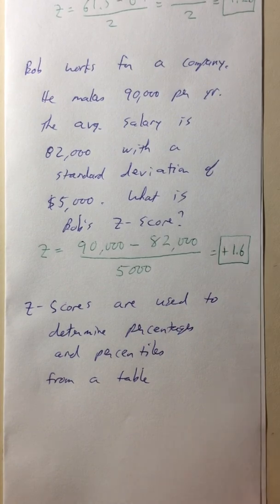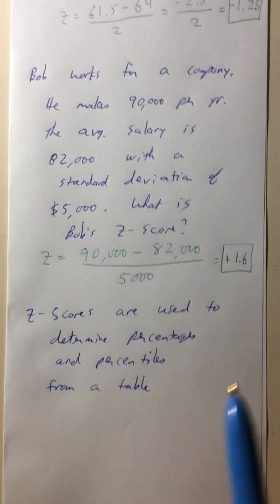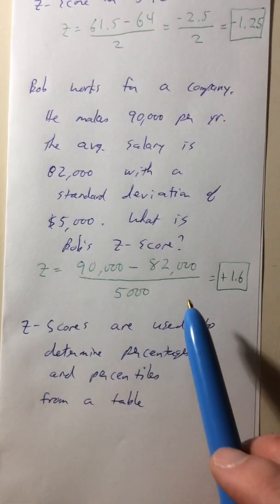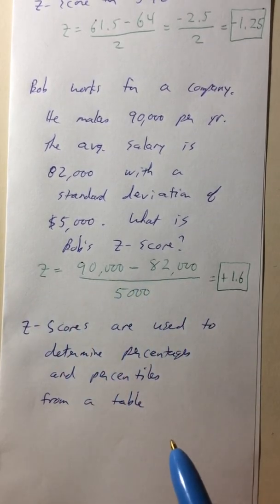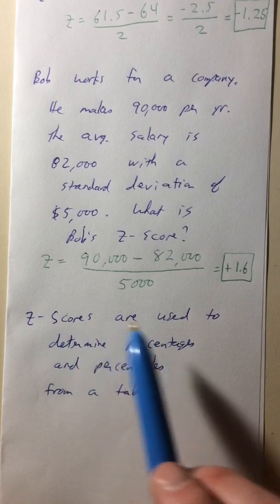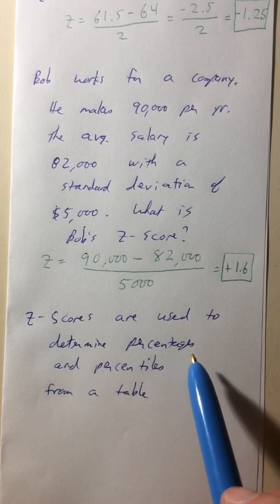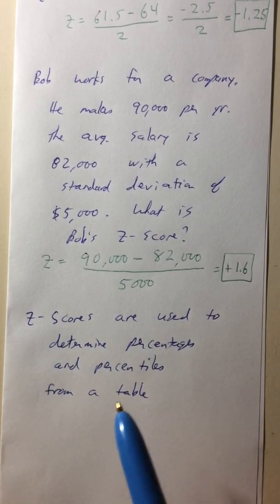Same kind of situation right here. Yep, that's it. Good. Okay, so this is just a contextualized problem. So there it is, 1.6. It's still the same, though. It's the same formula. Okay, so z-scores are actually used to determine percentages and percentiles from a table.